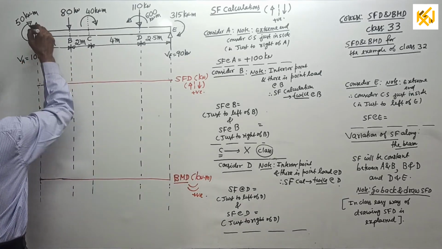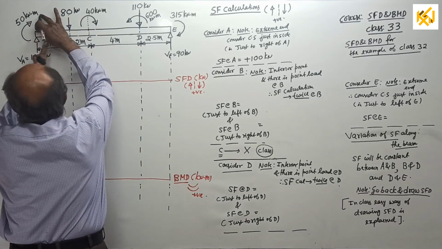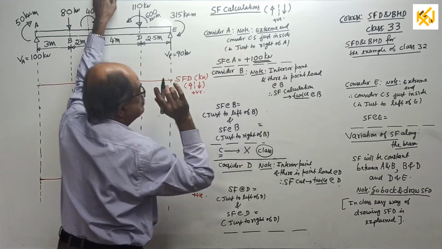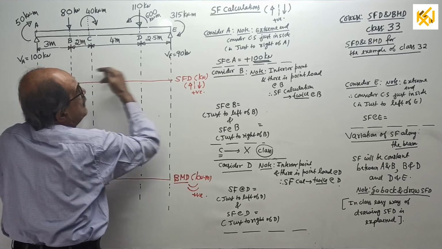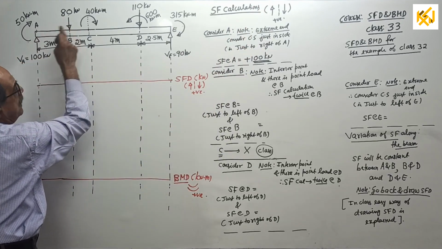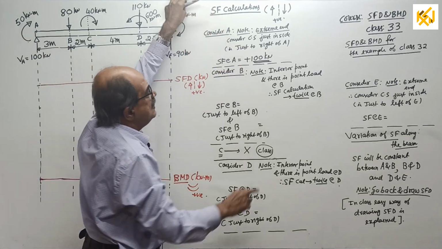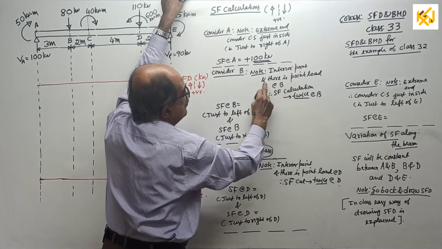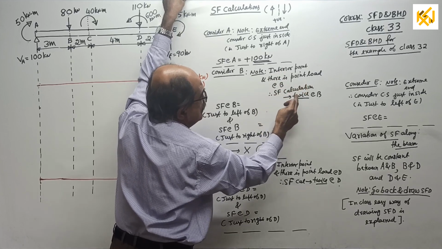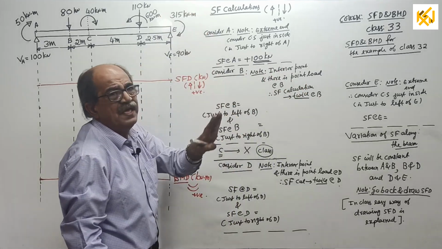Shear force at A, just inside, looking this side, is plus 100 kilonewton. Why? You are seeing the left side, and left up is positive. Now, after A, come to B. Note, it is an interior point, and there is a point load at B. Shear force calculation is done twice at B, thoroughly explained.